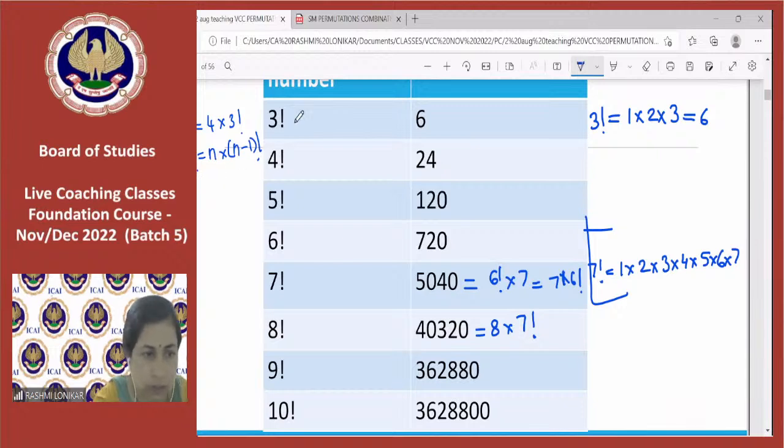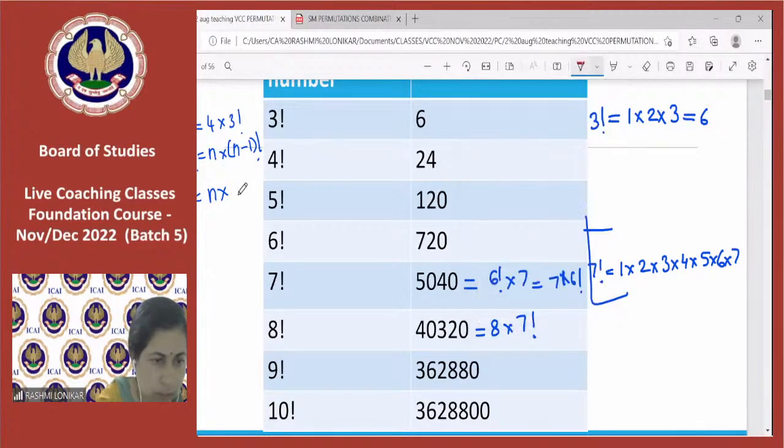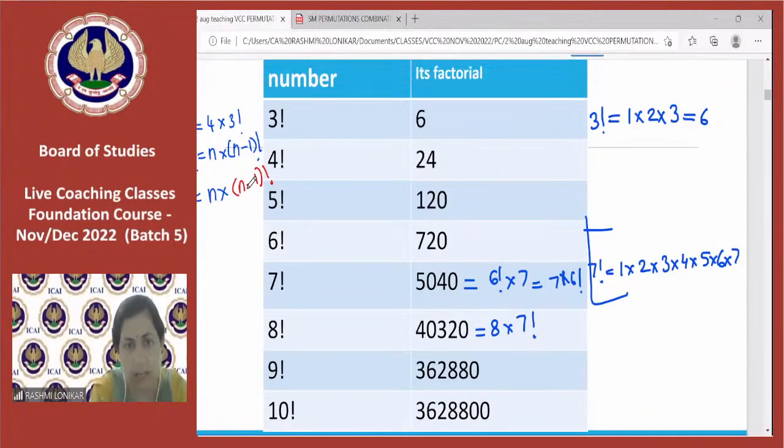I will use a different color and show you. So n factorial is equal to n into n minus 1 factorial. So this n minus 1 and factorial are together.